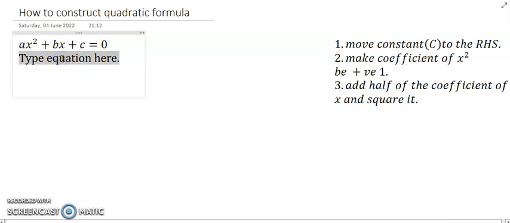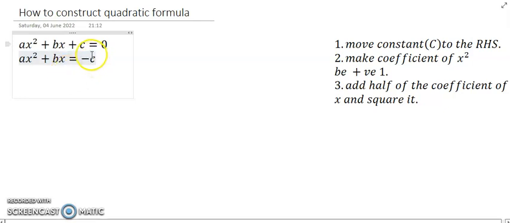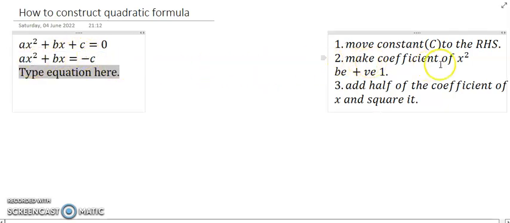Then let's quickly solve this one by step number 1. We will get ax to the power 2 plus bx equal to negative c. Why negative c guys? Because c here was positive, and if we bring that to the right hand side we will get negative. And don't forget that this step is followed by making the coefficient of x squared to be positive 1.